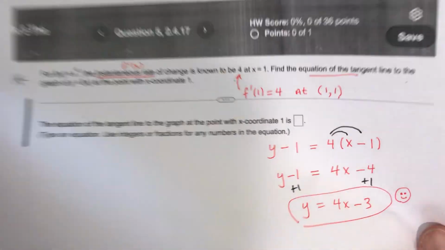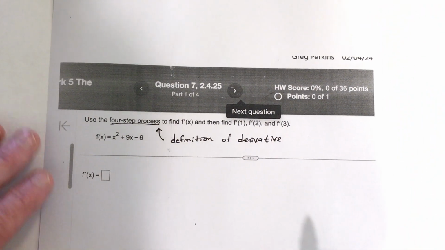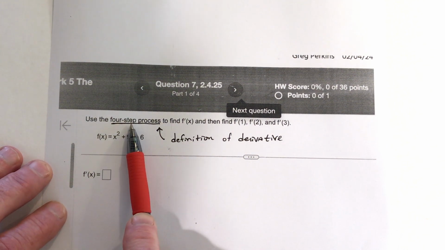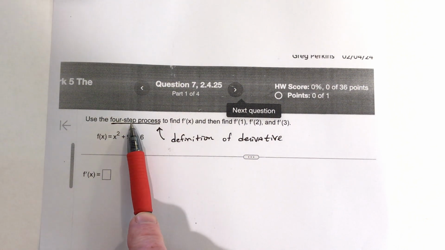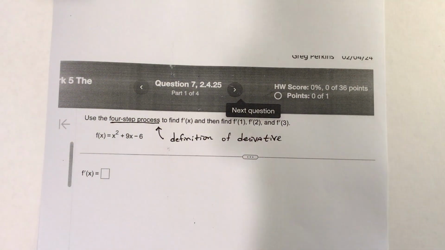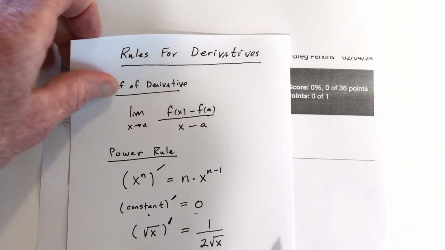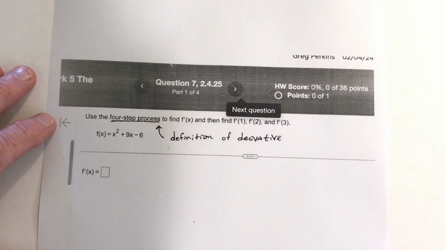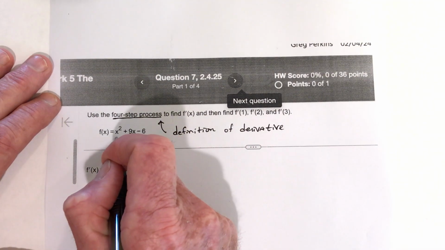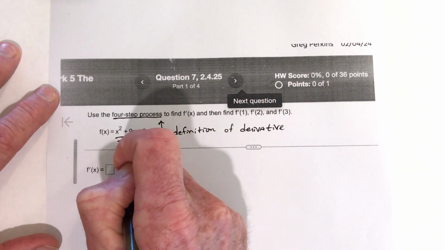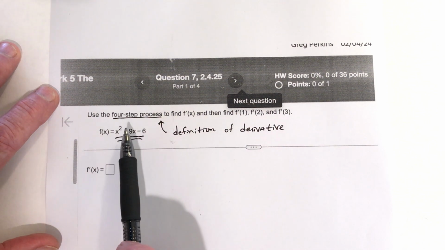All right. Then, oh look, on this one, I even put a reminder to myself. So question number 7, when they say the 4-step process, most people don't call it the 4-step process, but that's where we use the definition of the derivative with the limits and do all that extra algebra fun. So with this one, the function is x squared plus 9x minus 6. If we were allowed to use the power rule, I would say the derivative is 2x plus 9, and I'm done.